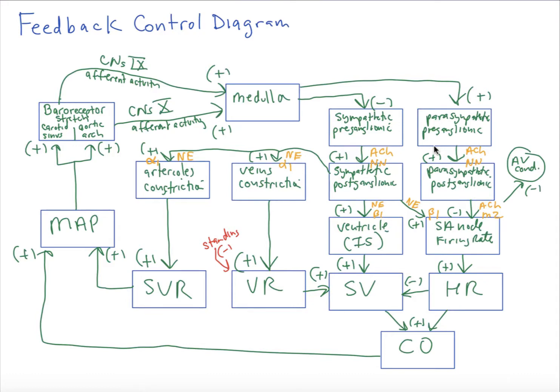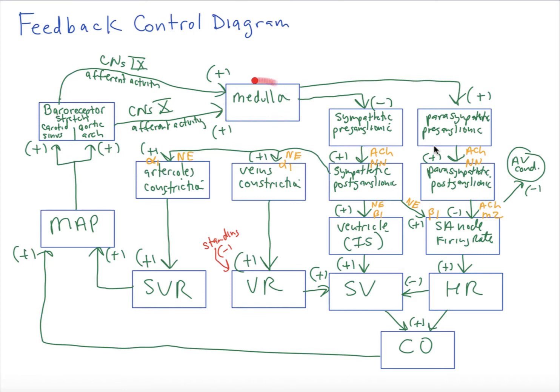So here's the feedback control diagram. It's a lot of elements here, but let's try to break it down step by step. If I start with MAP, which is the controlled variable, I see there's a positive relationship on baroreceptor stretch. After all, they sense stretch. Carotid sinus and aortic arch are listed here. And notice that there's the afferent activity from cranial nerves 9 and 10 going into the medulla. Again, these are positive signs, positive relationships.